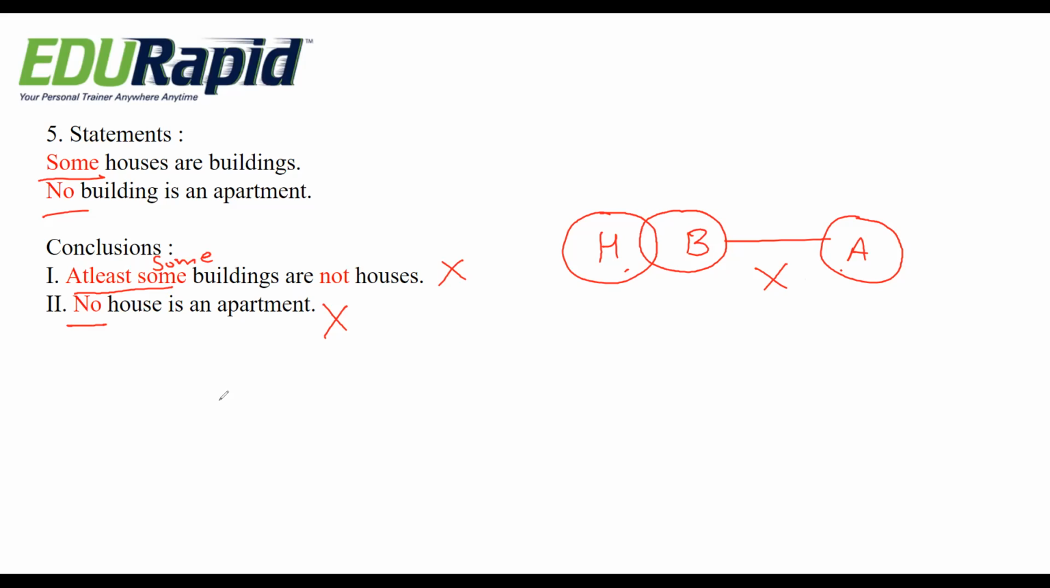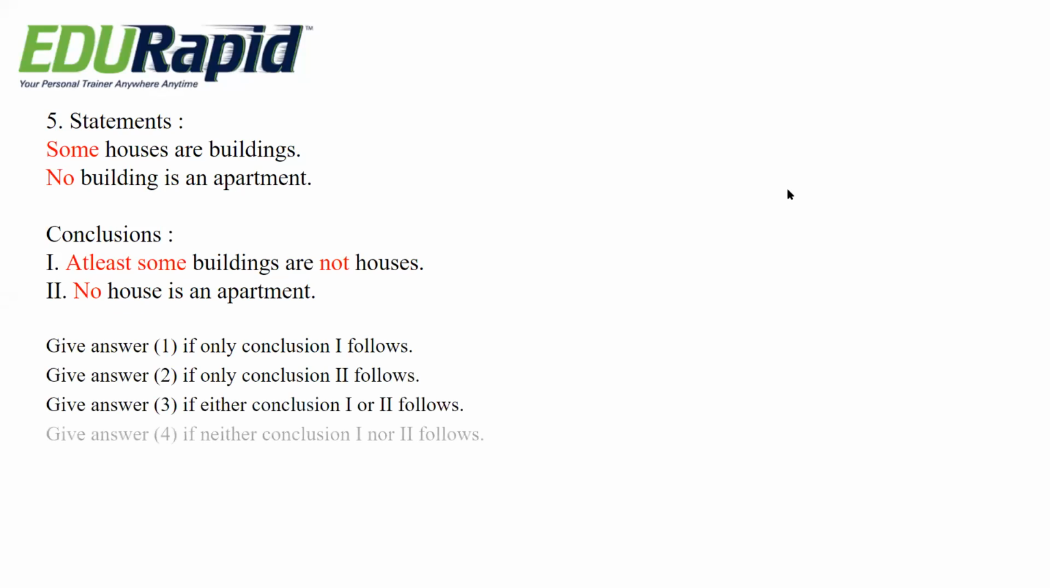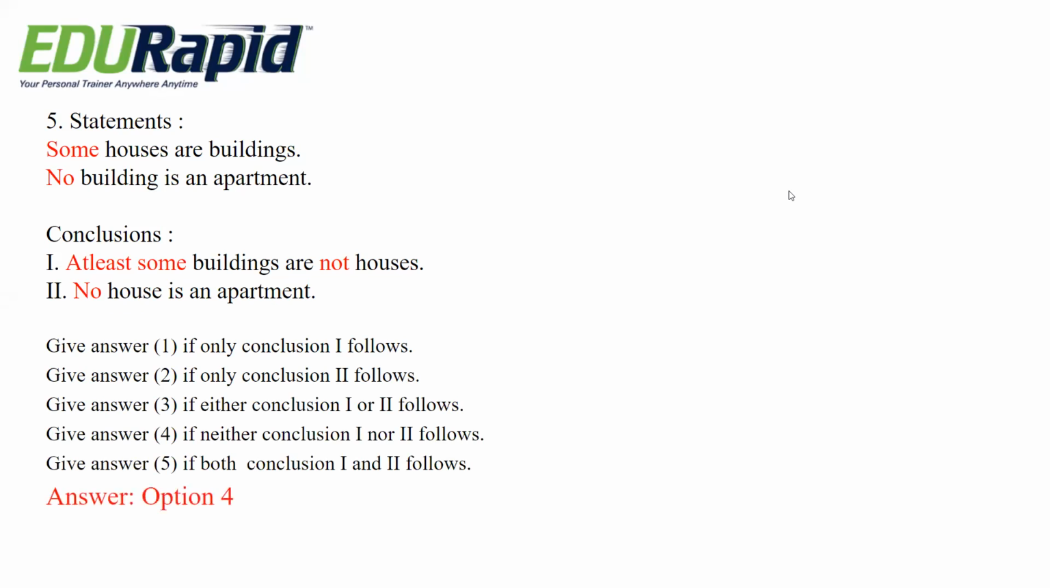So we can say that neither one nor two follows. Let me check whether for the either-or case both conclusions follow. Okay, second condition, entities should be the same. Here buildings and houses, and here house and apartment, do not match. Building and apartment are different entities. So the either-or case does not follow. So neither conclusion 1 nor 2 follows. So that is option 4. Neither conclusion 1 nor 2 follows.